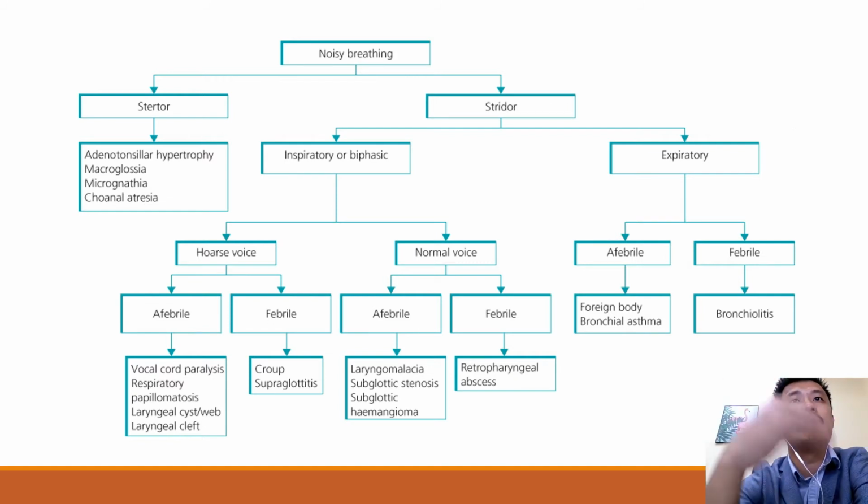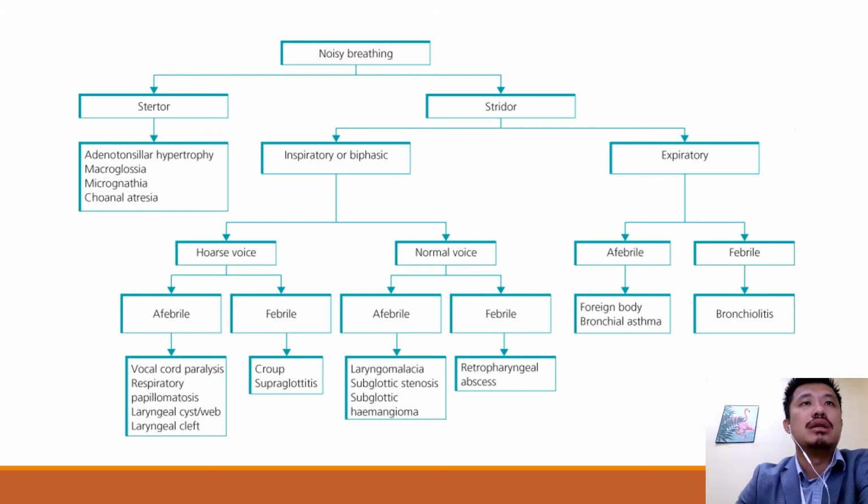As usual, when you get a patient with noisy breathing, we just have to differentiate between stertor and stridor. The most common cause of stertor in the pediatric age group is tonsillar hypertrophy, or maybe the patient might have microglossia or micrognathia, or in some cases choanal atresia as well.